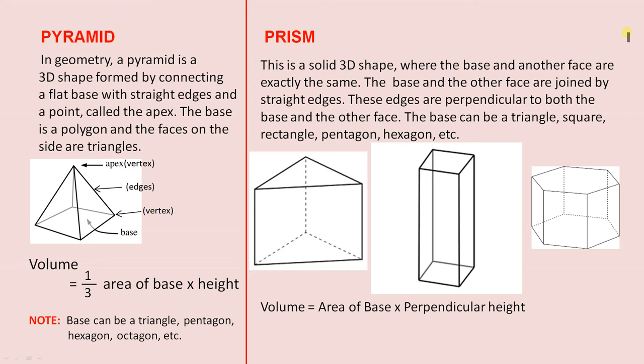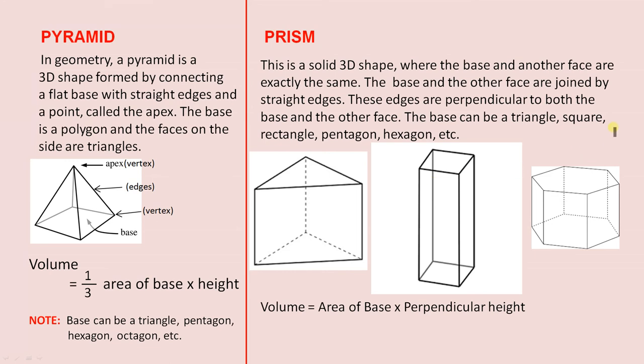Now prisms are a little bit different. This is a solid 3D shape where the base and another face are exactly the same. So see here, the base is a triangle, and this base here at the top is a triangle. That base here is that shape, that's exactly the same. This base here is that shape, that's exactly the same. That's what that means. The base and the other face are joined by straight edges. See, there are the straight edges joining those two faces.